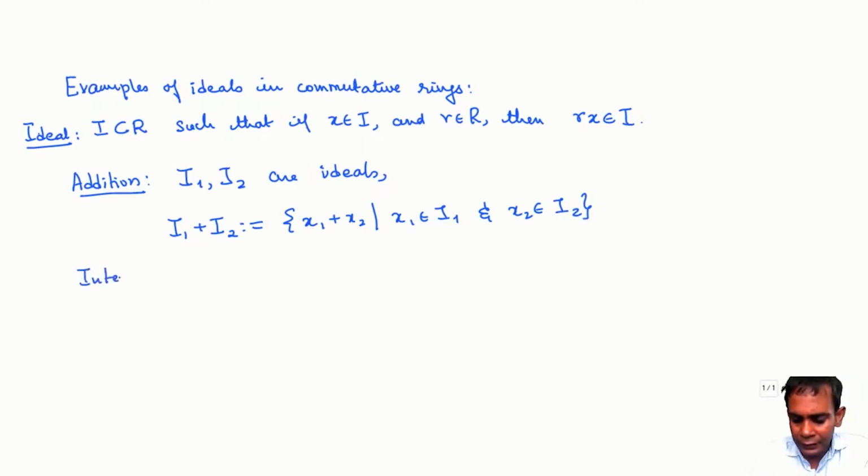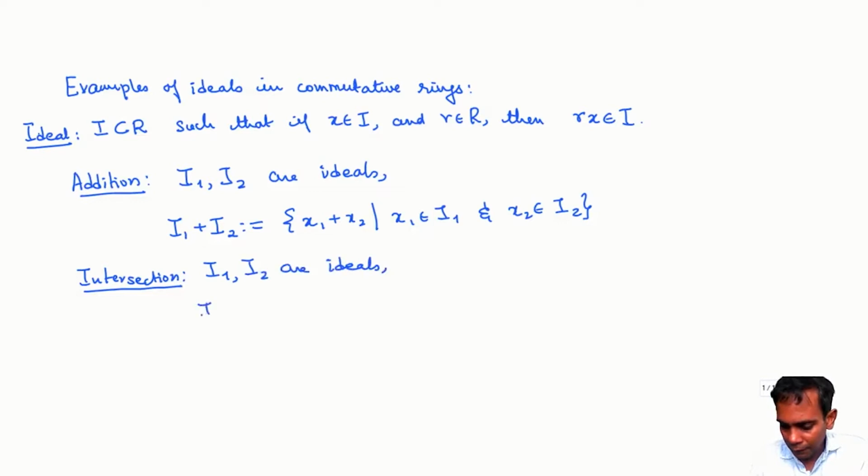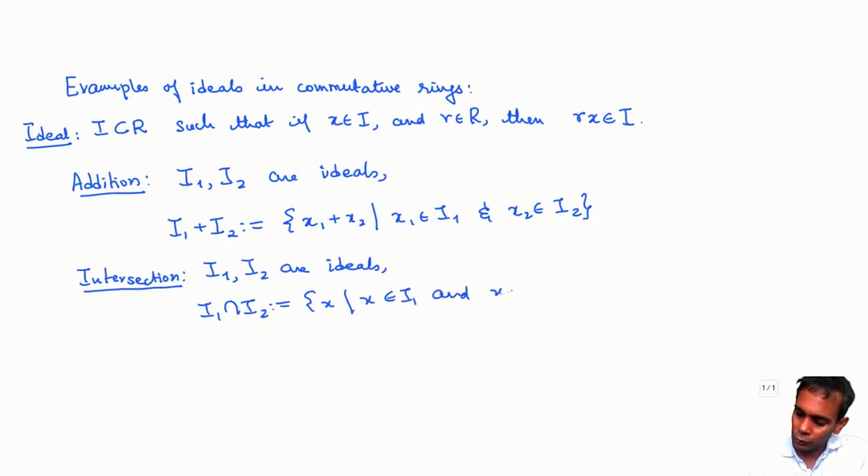And then there's intersection of ideals. If I1 and I2 are ideals, then I1 intersect I2, this is the set of all elements x such that x belongs to I1 and x belongs to I2. This is again an ideal.